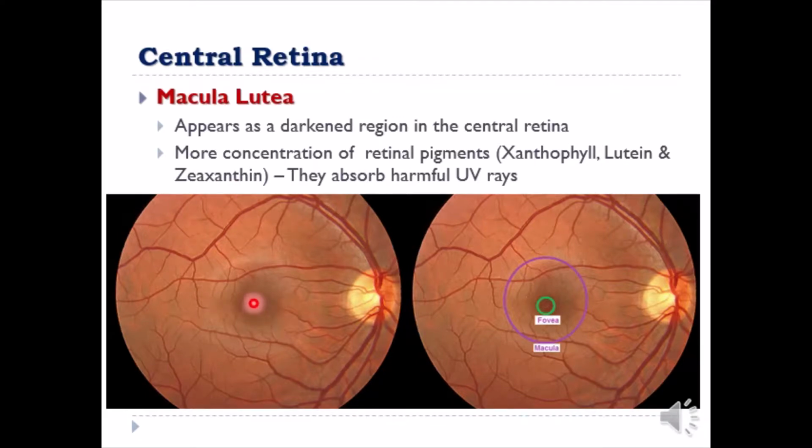So remember that the bigger area is the macula, and it has more concentration of retinal pigments, and it also absorbs the harmful ultraviolet radiation. So the UV rays coming into the eye get absorbed by the macular area.